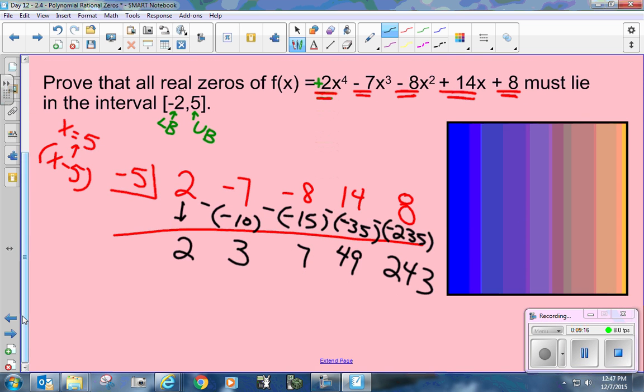Are these all positive or 0? Yes, they are. Positive, positive, positive, positive, positive. That means this is the upper bound. We're good. Upper bound works. It checks. Now I do the same thing for my lower bound.